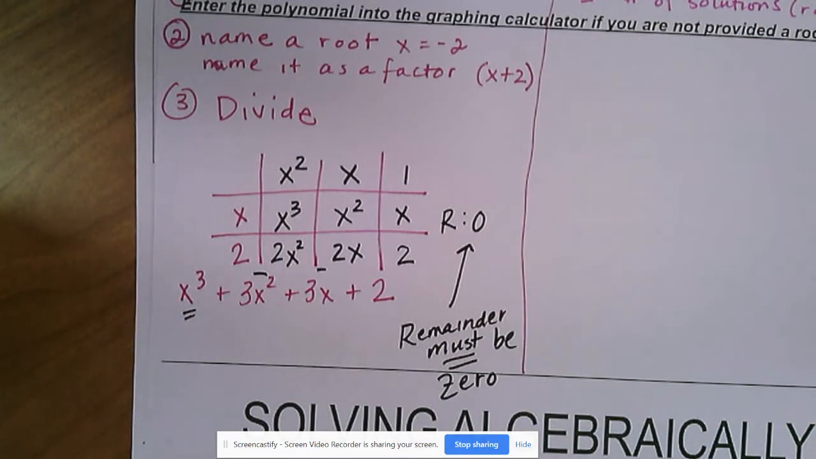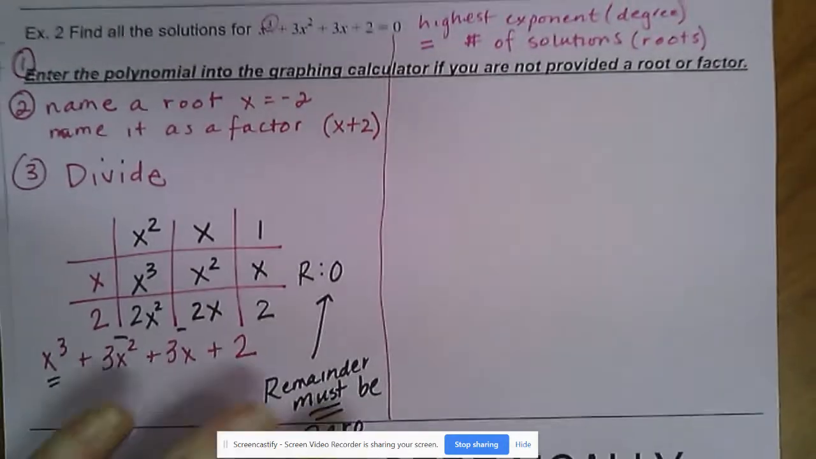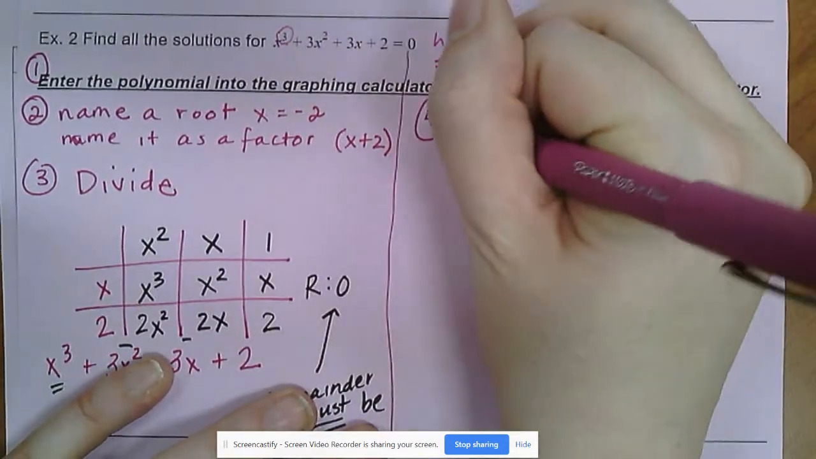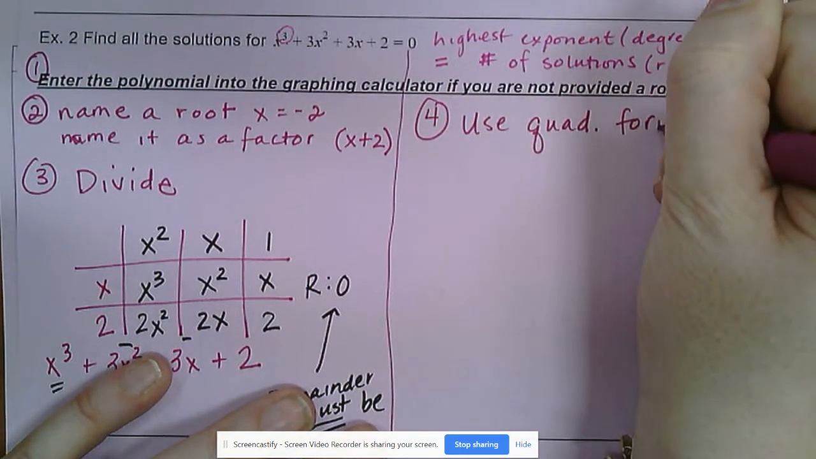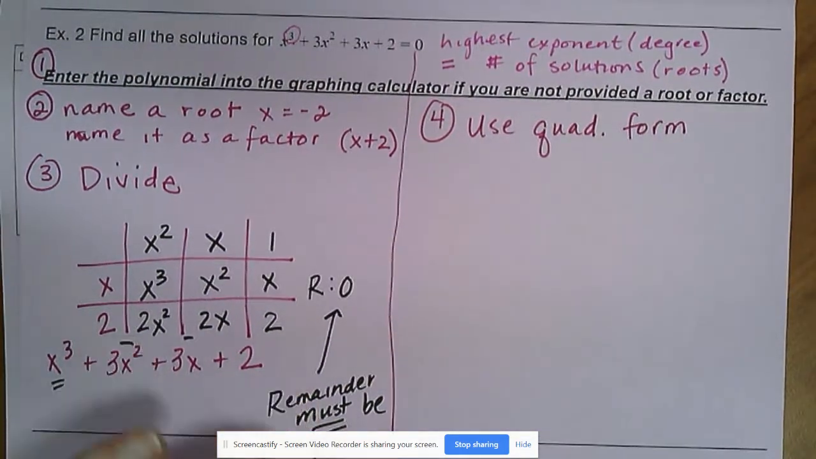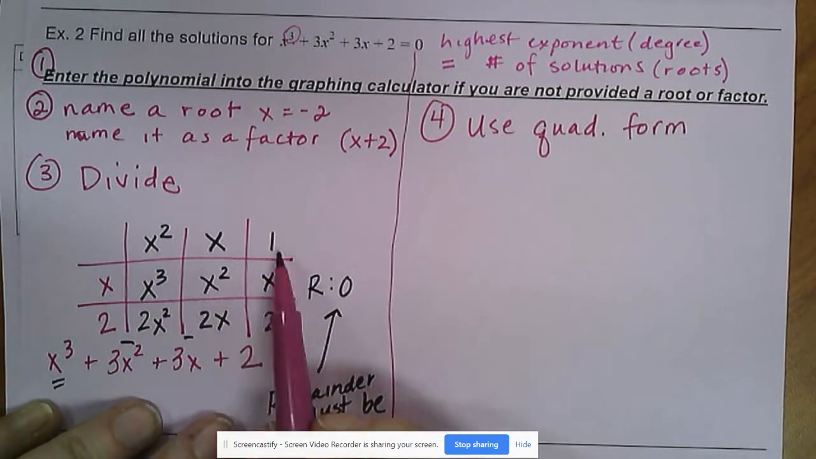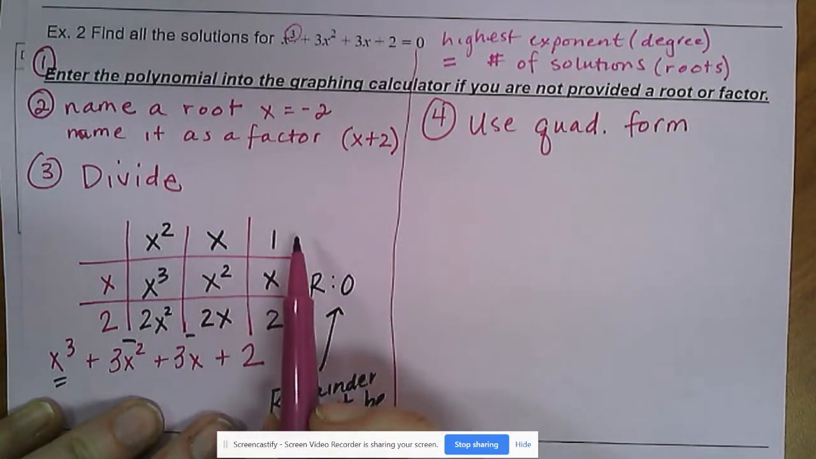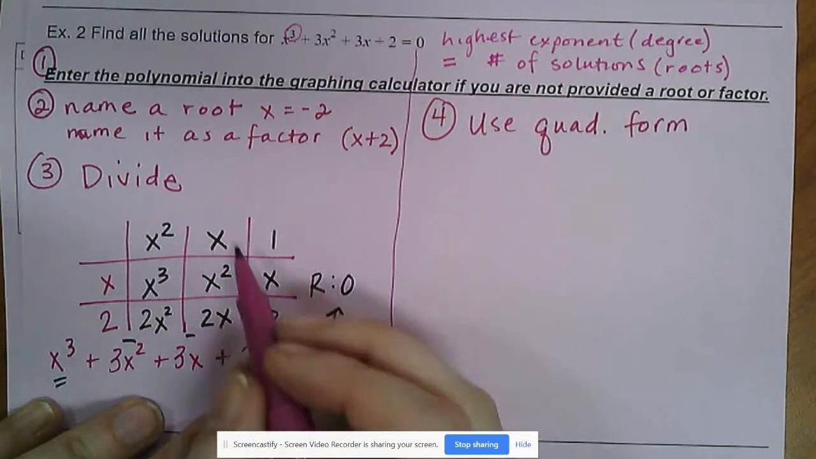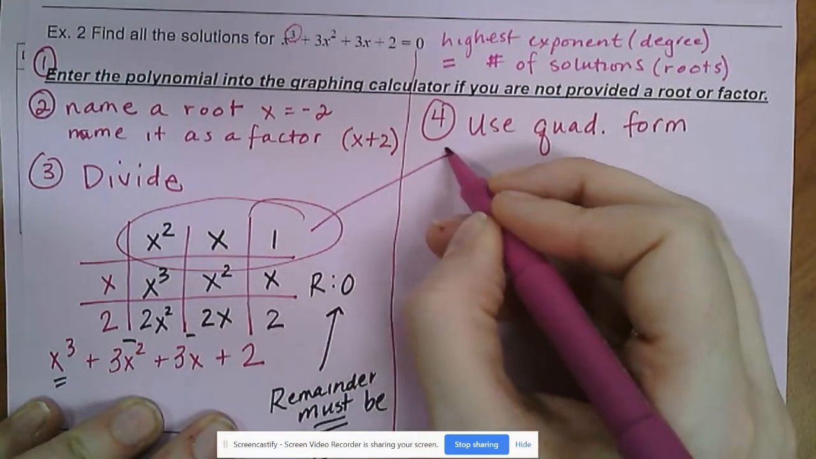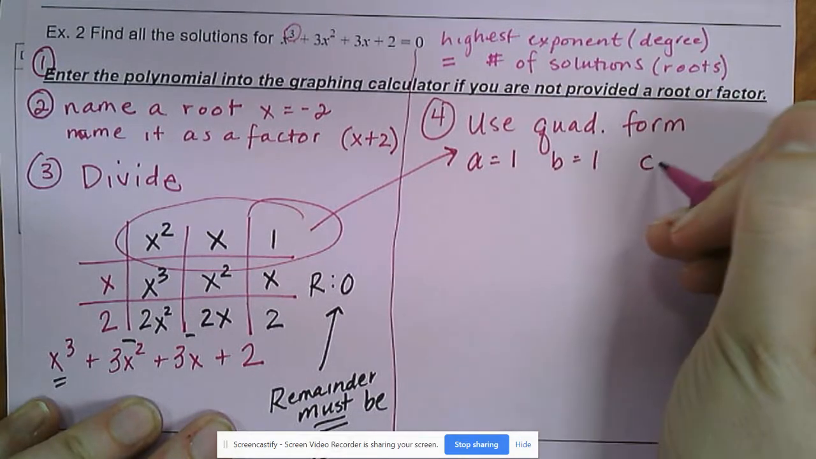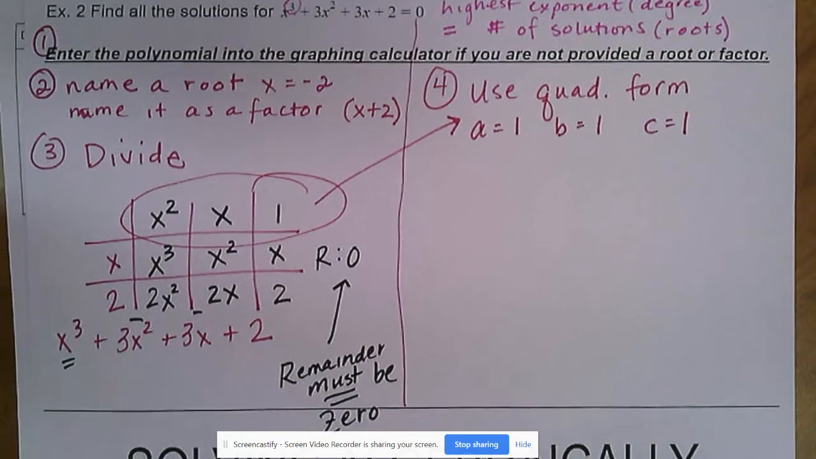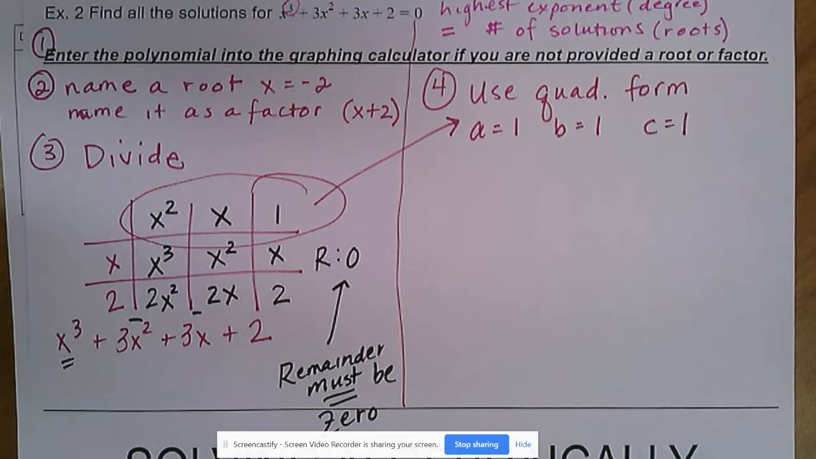All right, and then our last step, we're going to come over here to this blank area. And we are going to use quadratic formula to solve this remaining quotient. So this is actually what we're going to use. That's going to give us our A, our B, and our C. Now, I know that's a little weird because they're all ones. Is it always going to be like that? No, definitely not. That just so happens to be this problem.